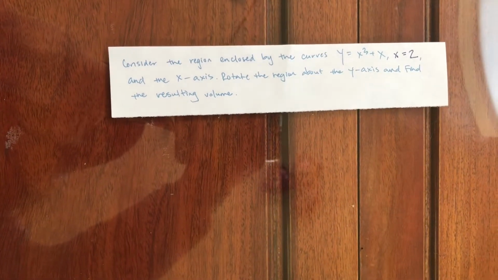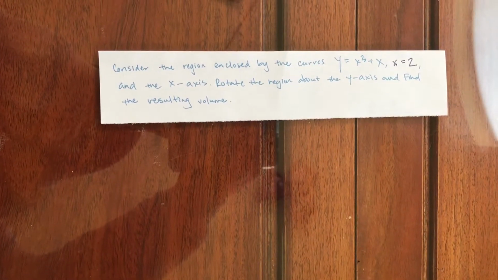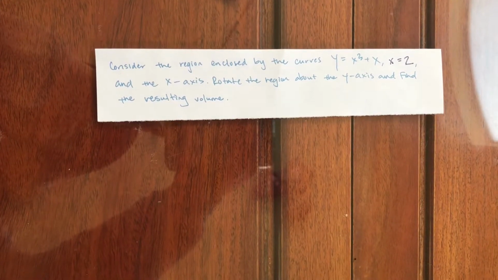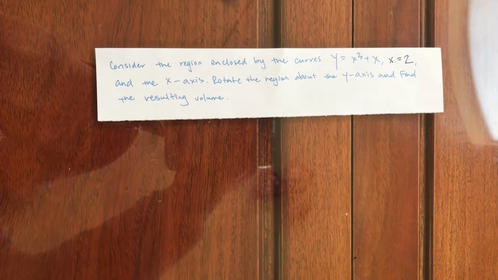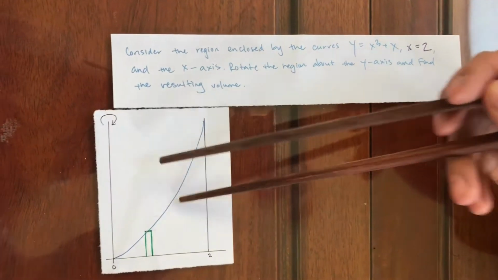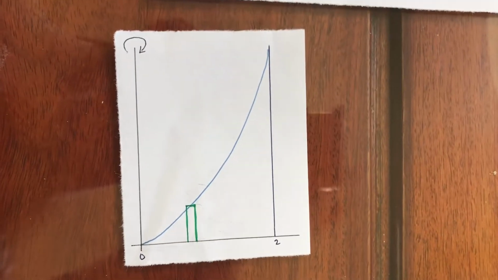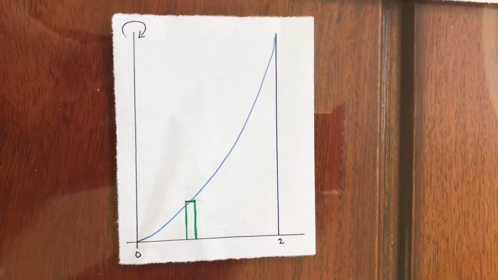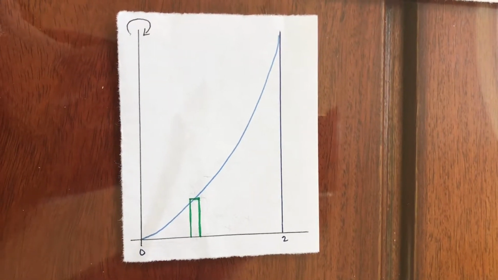Consider the region enclosed by the curves y equals x cubed plus x, x equals 2, and the x-axis. Rotate the region about the x-axis and find the resulting volume. So here's a graph with all of the functions. Since we have the vertical axis of rotation, we have it with respect to x.